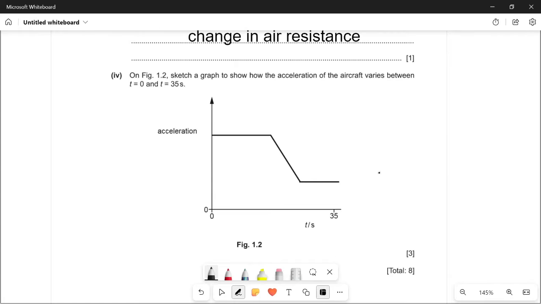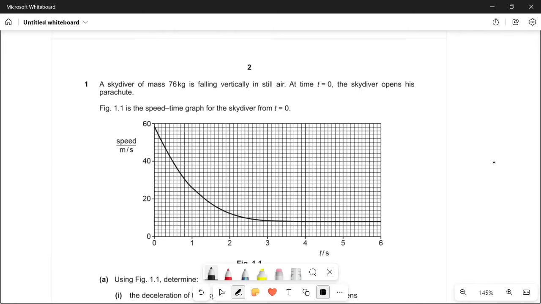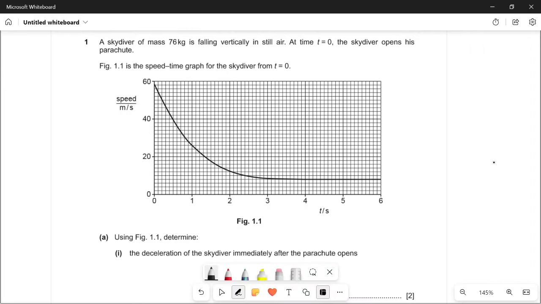So this is a final graph. So 3 sections to the graph and 3 marks to the question. So this is how we graph the acceleration time graphs based on velocity time graphs. Let's move on to the next question.